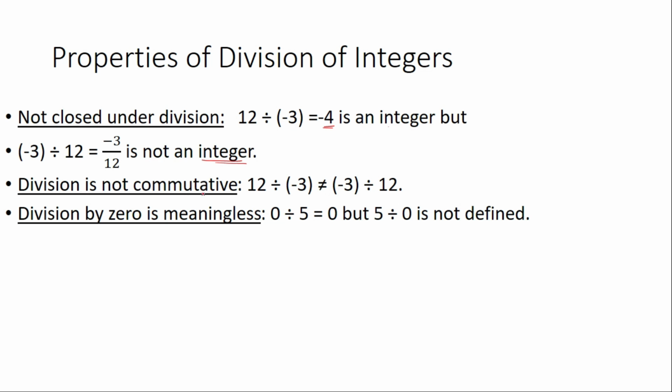Division is not commutative. That means 12 divided by minus 3 is not equal to minus 3 divided by 12. Division by 0 is meaningless. That means if we write 0 divided by 5 or any number, the answer will be 0. But 5 divided by 0 is not defined. So based on that, let us solve some questions.